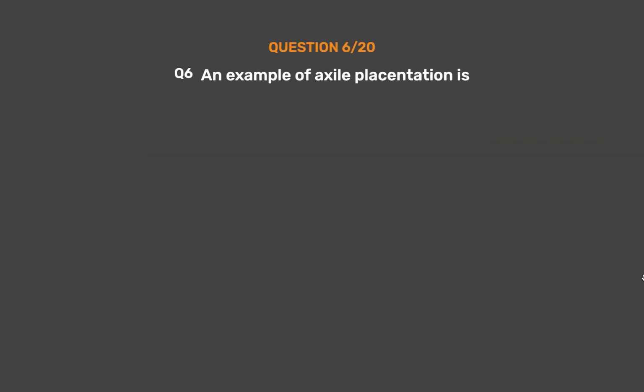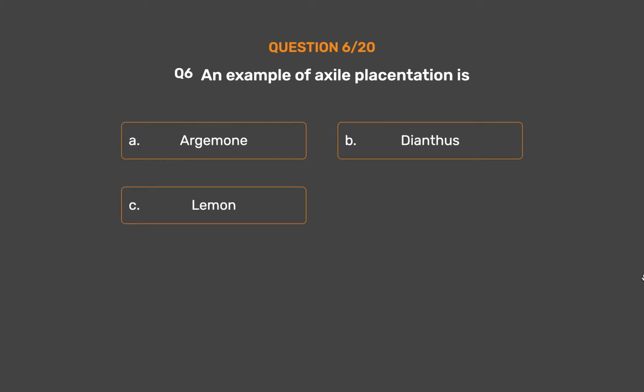Question number 6. An example of axile placentation is Option A. Argemone. Option B. Dianthus. Option C. Lemon. Option D. Marigold.